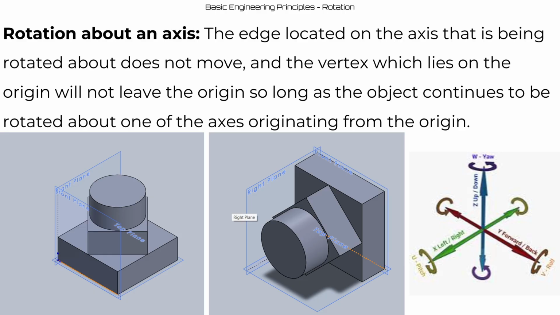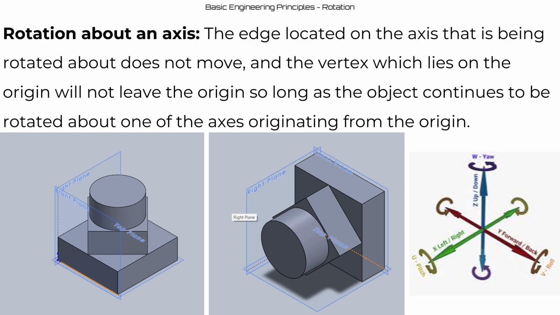And so, rotation about an axis. Basically, the entire principle is that the edge located on the axis that is being rotated about does not move. For instance, in the pictures here that I have from SolidWorks, the bottom left axis is highlighted to show that when I rotated about that axis, it didn't move, it's still on that axis.